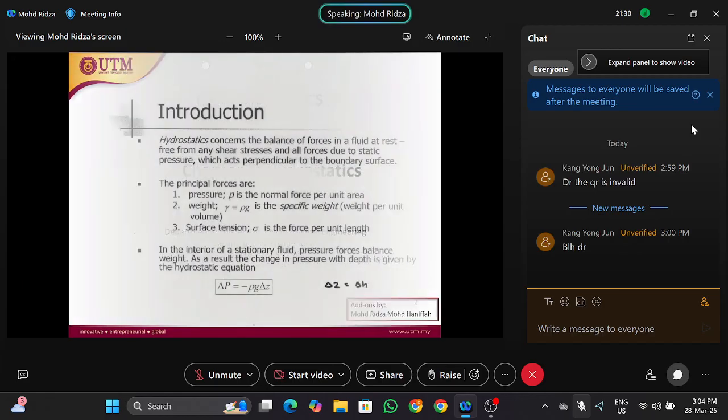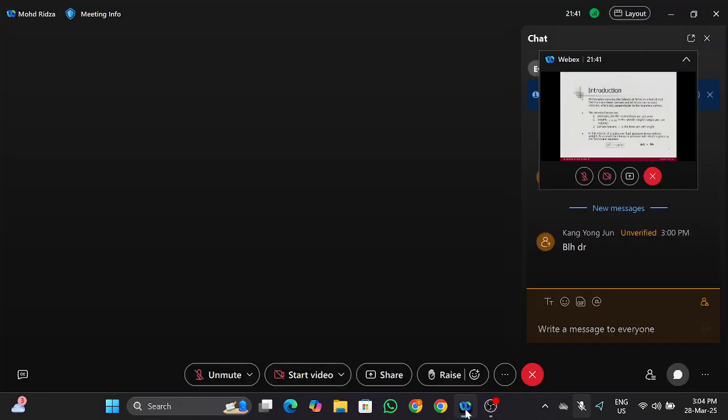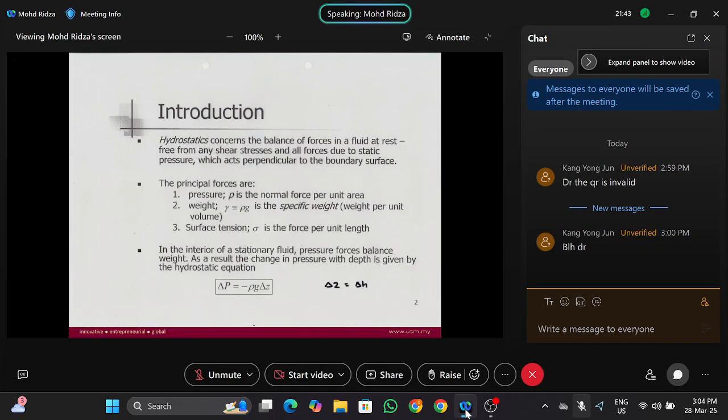The application is when we want to design dams, for example, dam or empangan. We want to retain water. So the height of the water will give significant force to the wall of the dam. So we have to calculate the force. So we have gone through this. In the end, this is the important bit.